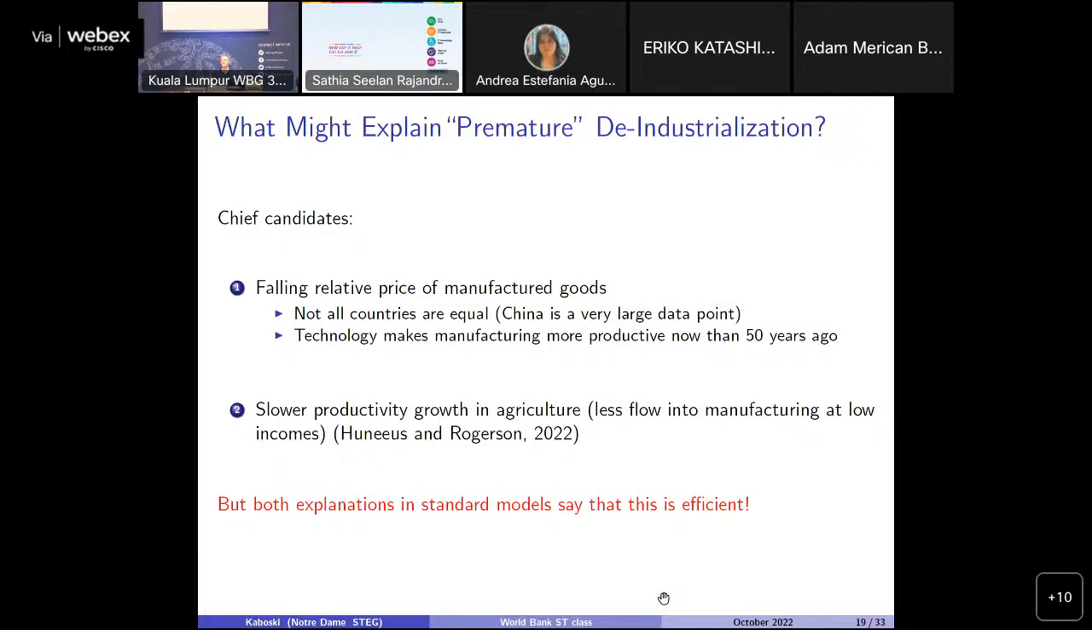The second thing is just that the technology is very different now than 50 years ago. There's a lot more automation, and there's a lot higher productivity in manufacturing. So maybe it's just driven the prices down, the fact that the rich countries can produce manufacturing at lower cost than they used to be able to, that's driven the prices down for the poorer countries, the late developers, trying to industrialize.